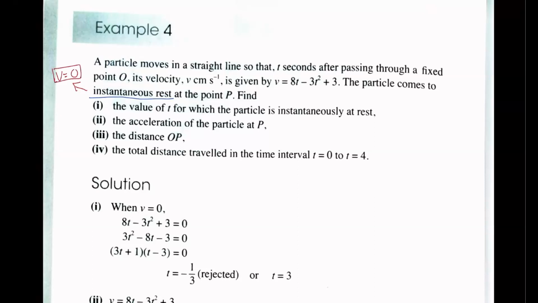Okay, fine. Part 1, the value of T for which the particle is instantaneously at rest. Just now I already answered. So V equals to 0. Just underline the relevant English words and put down the corresponding math expression, V equals 0. Then from there, you just have to sub in V equals 0. You're already given the formula for V, sub in and you can factorize and solve for T. Reject the negative answer. Okay, part 1. Then next part 2. Acceleration of the particle at P. You're given V, how do you find A? Differentiate or integrate?